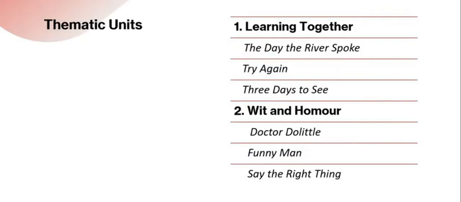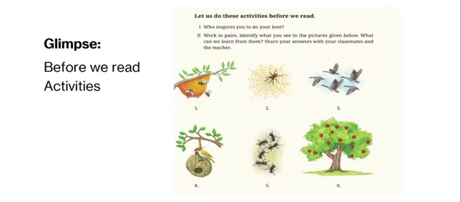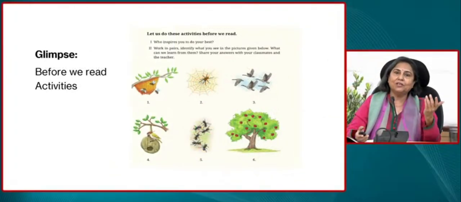So next, I've already discussed all the units, so I will skip this and we come to glimpses before we read activities. So before we read activities are to motivate or to sort of take the children into the theme, and these activities have been designed keeping their age, interest and level in mind, so that they can easily give input. They can easily give answers from their experience, because our pedagogy is experiential learning, contextual learning. Children's contexts are very important.